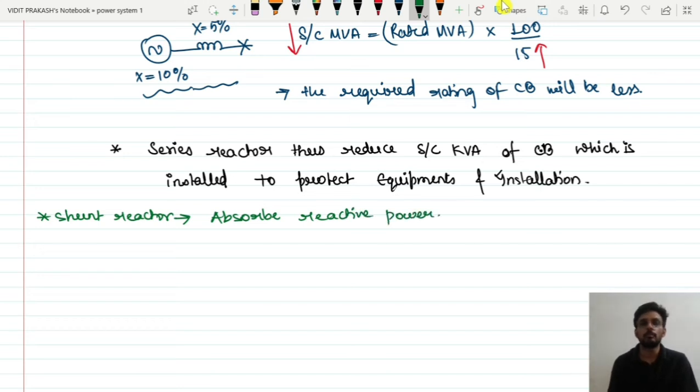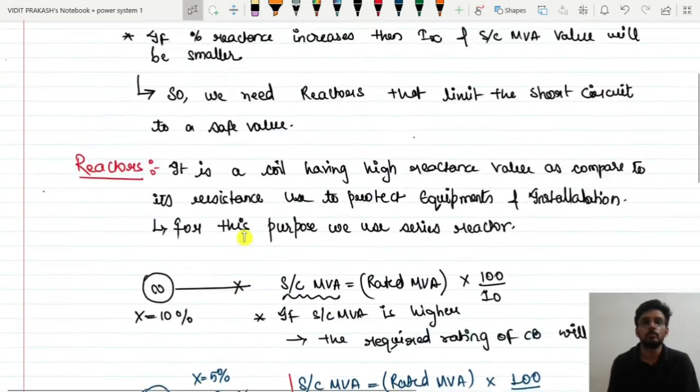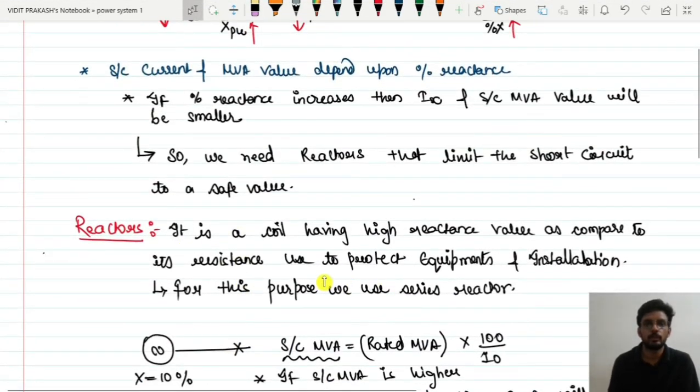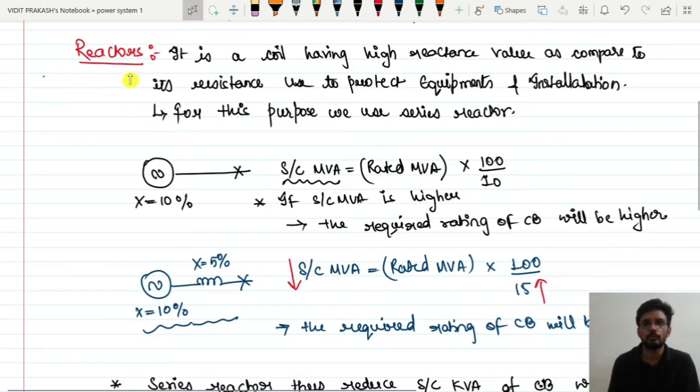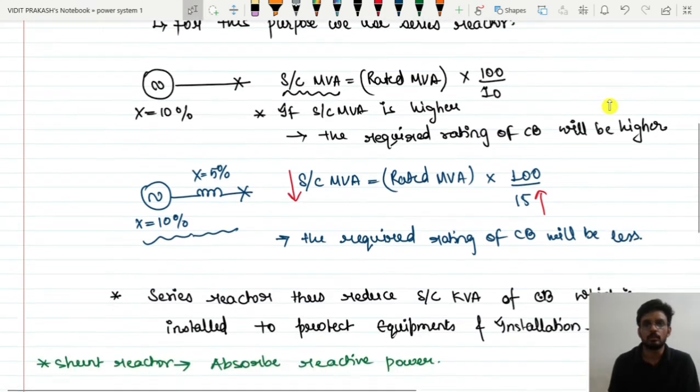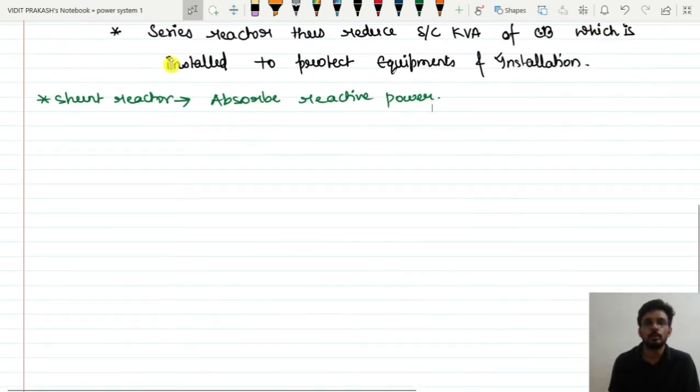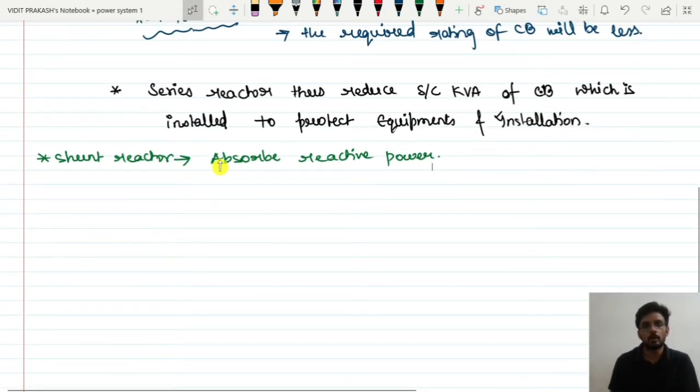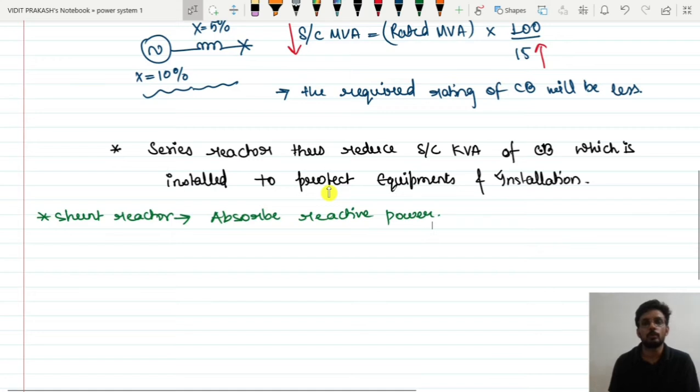Okay, but our main objective is to protect your system with reactors. What is the purpose of a reactor? It is used to protect your equipment and installations in your power system network. If anyone asks whether you use a reactor in series or shunt, your answer will be series, because we use a shunt reactor for absorbing reactive power. This is not the main objective of your reactor.